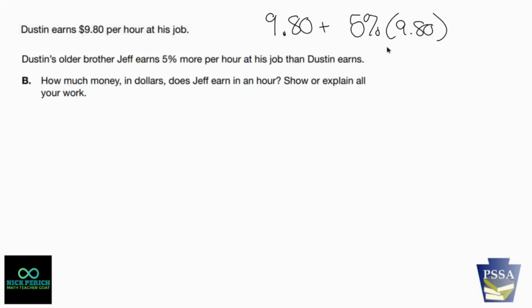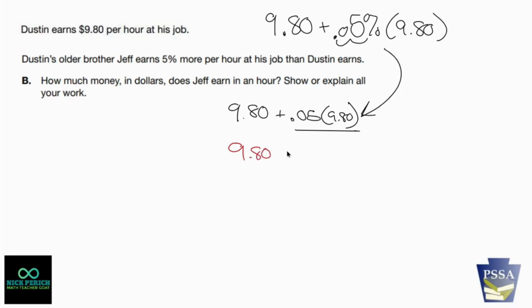$9.80. Now, if you want to, we could turn 5% into a decimal by moving the decimal over twice, filling any empty place with a 0. So we have 9.80 plus 0.05 times 9.80. All right, PEMDAS says we need to do the multiplication first, so let's do that quick in a calculator. That ended up being 49 cents, so 9.80 plus 49 cents. And then when you add these two together, we find out that Jeff makes $10.29 per hour.